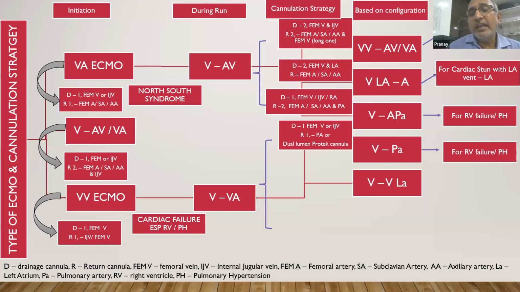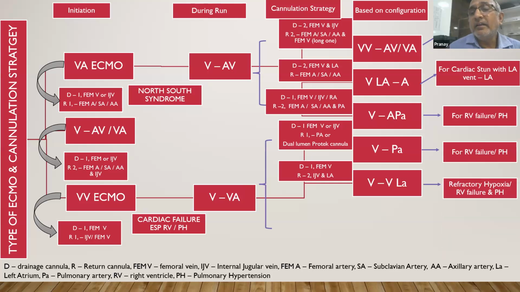Or you can have VVLA. Here, one drainage and two returns. One will go to the IJV and the second will go to the left atrium. Again, that is for refractory hypoxia or RV failure or PH. So you are bypassing the right heart.